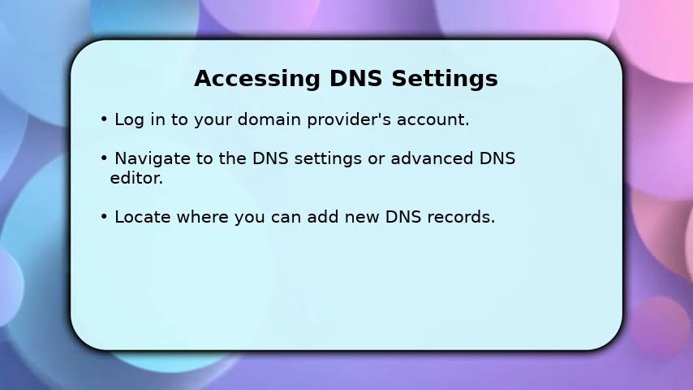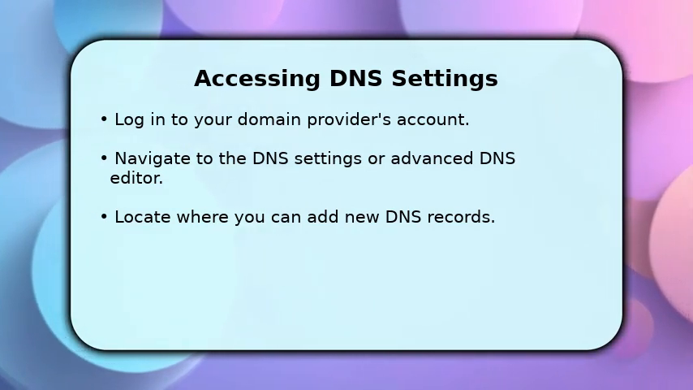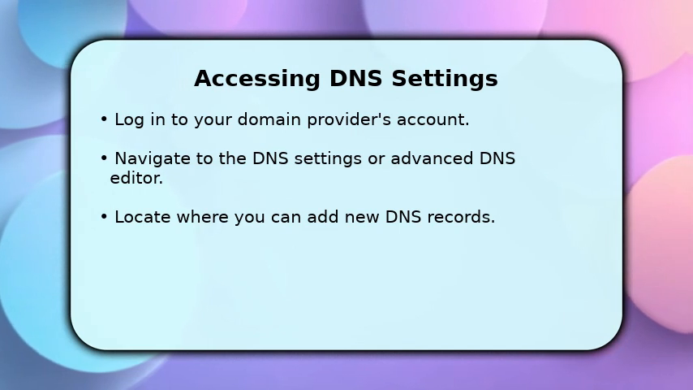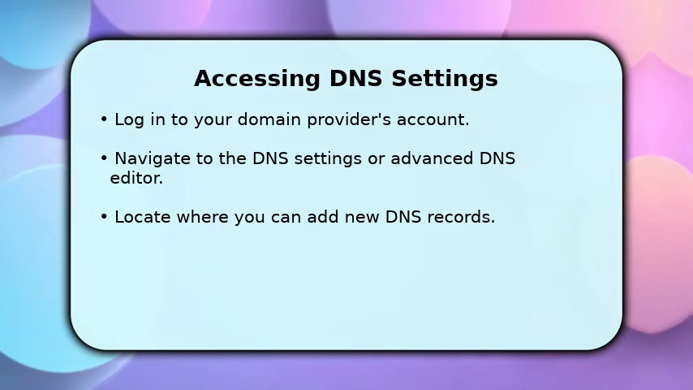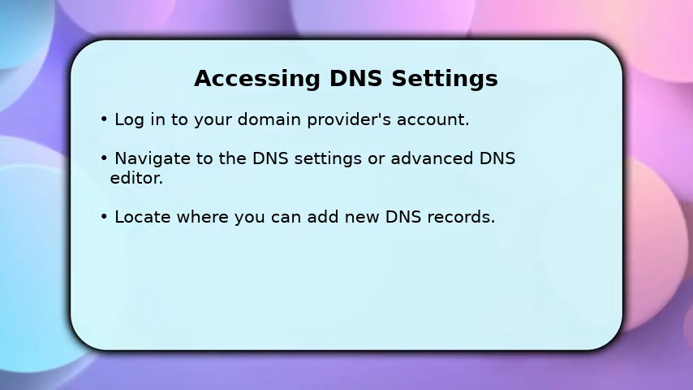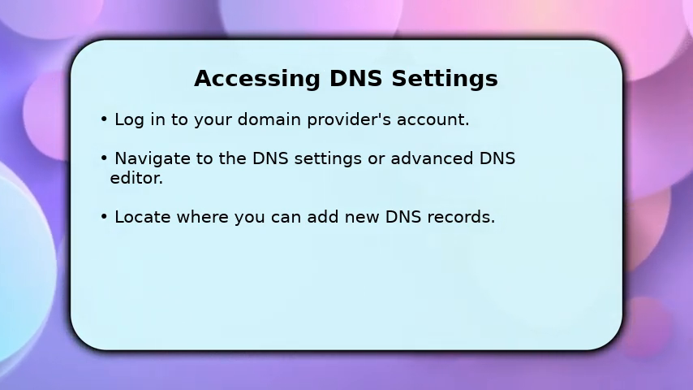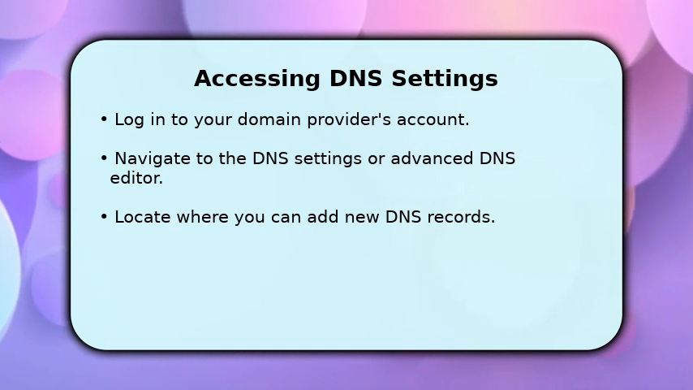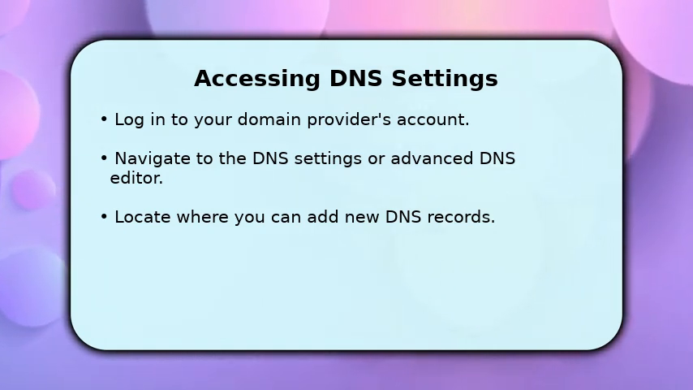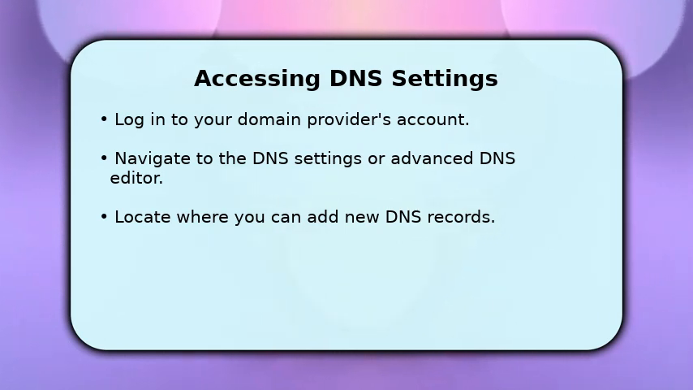To begin, you will need to log into the account where your domain is registered. This is typically not Squarespace itself, but rather a third-party provider like GoDaddy or Namecheap. Once logged in, find the section for DNS settings or the Advanced DNS Editor. This is where you will manage your domain's records, which tell the internet where to find your website's various parts.